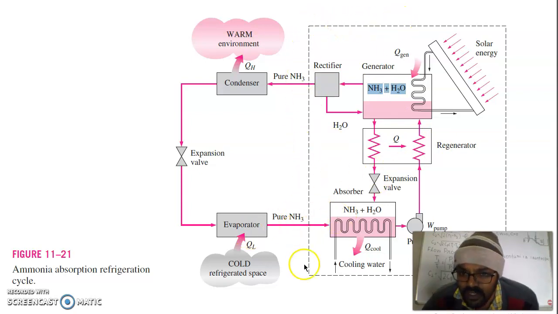The function of this dotted component is the same as the function of the compressor. This system will raise the pressure of the ammonia. The function is the same as in the case of the compressor, but the compressor is replaced by a solar energy heat source, generator, rectifier, regenerator, absorber and a water pump. Now, this circulating pump, or W pump, has to raise the pressure of only liquid.